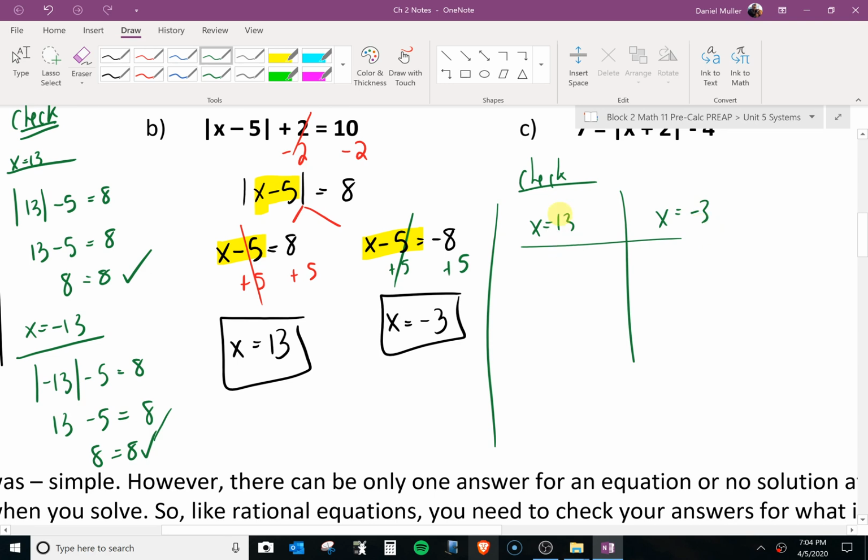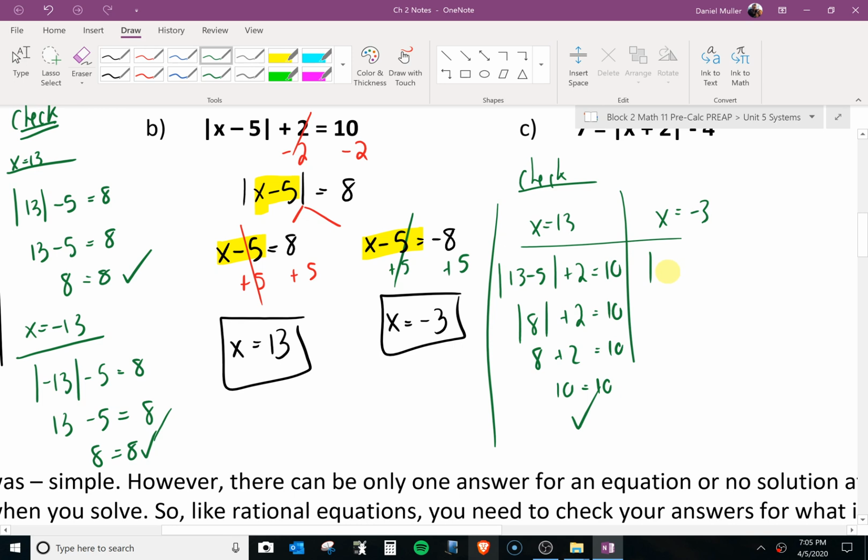So I take 13 and I put it back into the original equation. So instead of x minus 5, I'll have 13 minus 5 in absolute values, plus 2 is equal to 10. 13 minus 5 is 8. The absolute value of 8 plus 2 is equal to 10. Now the absolute value of 8 is just 8. So 8 plus 2 equals 10. And that equals 10. Okay, that works.